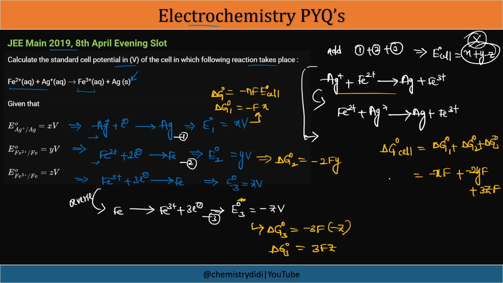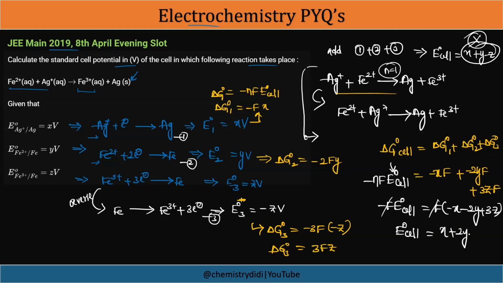So what is delta G naught cell for this particular reaction? Let me write it with a different color. Here we need minus nF E naught cell. And n, how many electrons are being exchanged? It is just one. Here n is equal to 1, right? So minus F E naught cell is equal to, if you take F common, minus X minus 2Y plus 3Z. And F will get cancelled out, and just take this negative sign, and you'll get E naught cell as X plus 2Y minus 3Z.